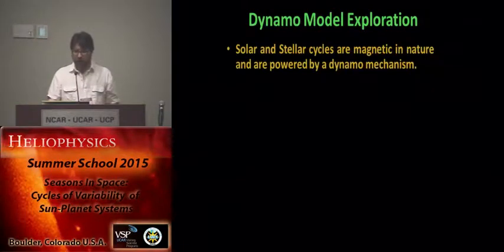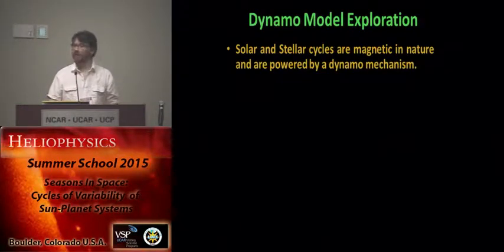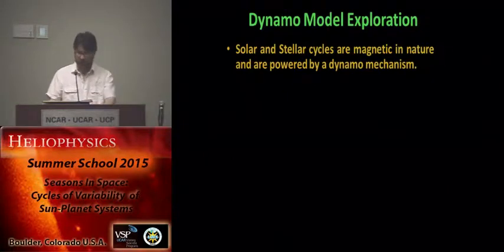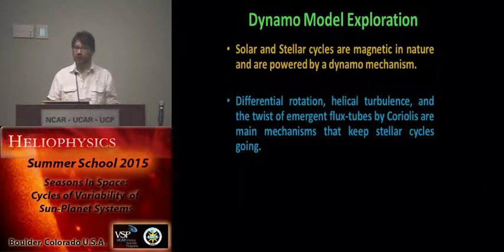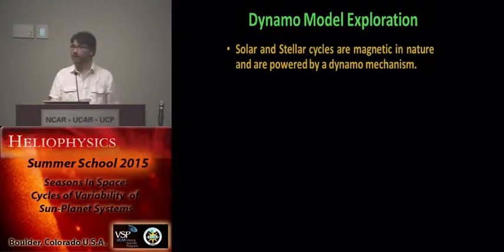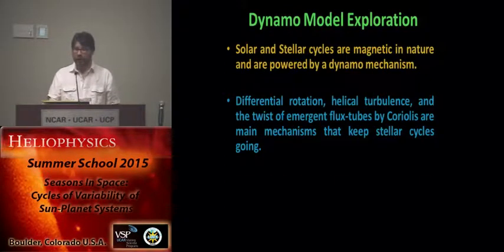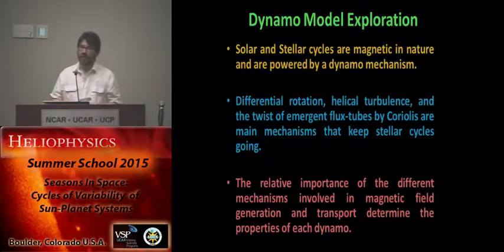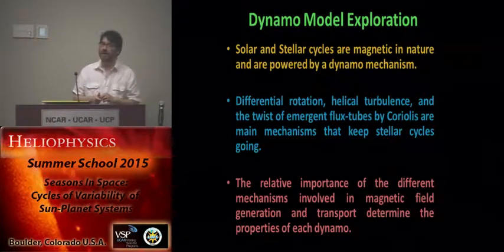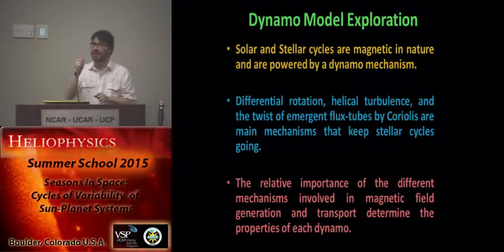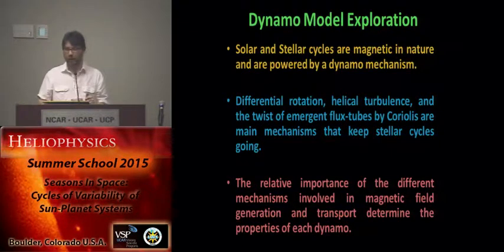So this last slide is a summary of this 45-minute, I hope, lecture. Solar and stellar cycles are magnetic in nature and are powered by a dynamo mechanism. Differential rotation, helical turbulence, and the twist of emergent flux by Coriolis are the main mechanisms that keep stellar cycles going. And the relative importance of the different mechanisms involved in magnetic field generation and transport is what determines the exact characteristics of your dynamo. So, thank you.